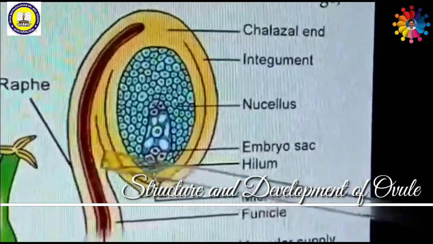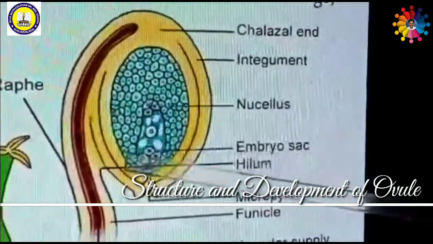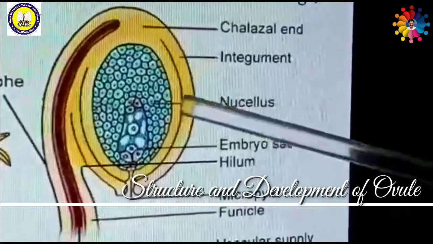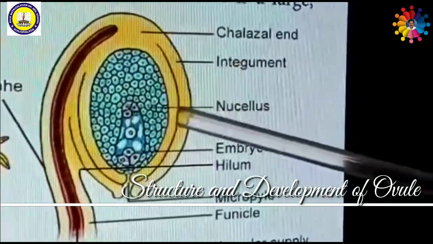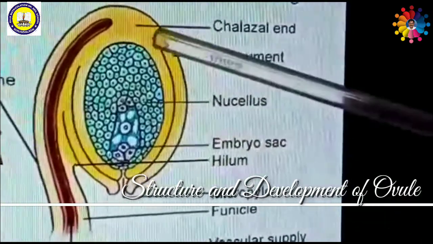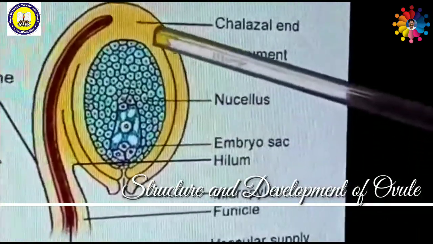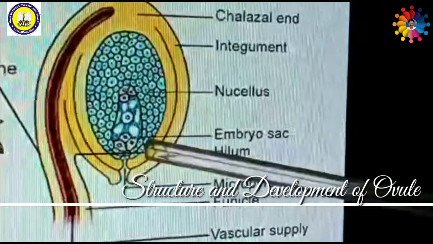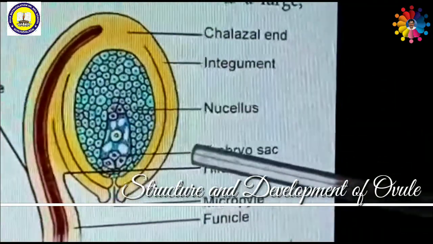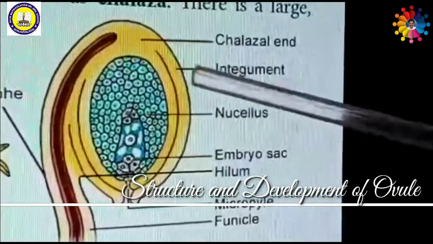The body of the ovule has a huge mass of parenchymatous cells called the nucellus. The nucellus is surrounded by one or two coverings. These are called integuments. The innermost covering is called the inner integument. The outermost covering is called the outer integument. There are two integuments surrounding the nucellus.